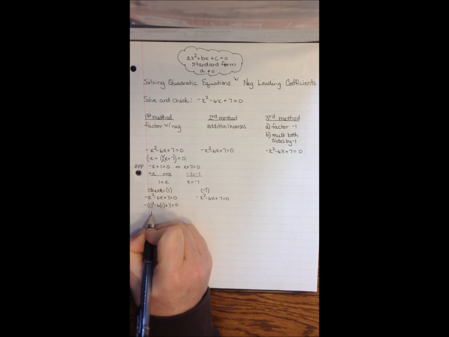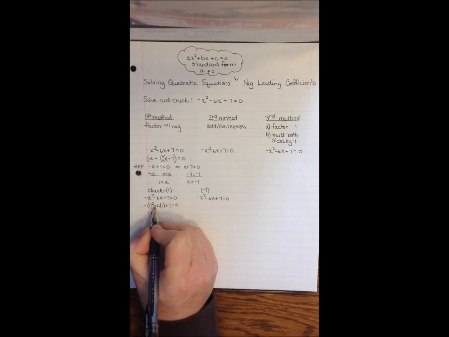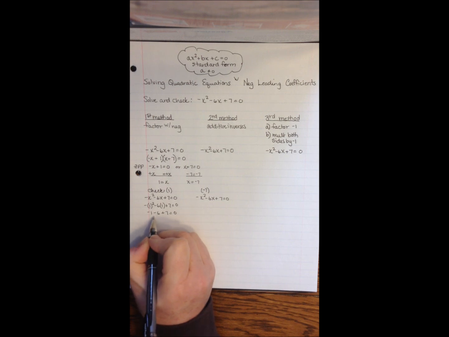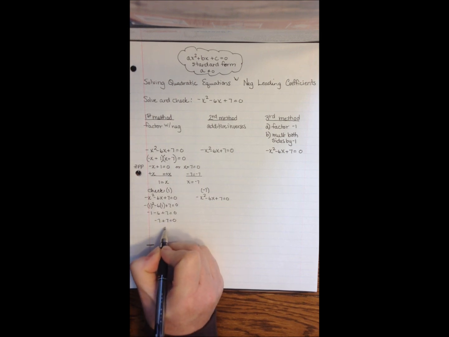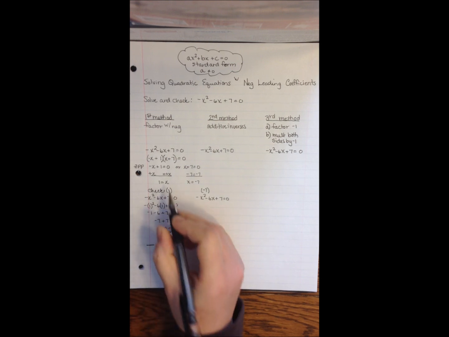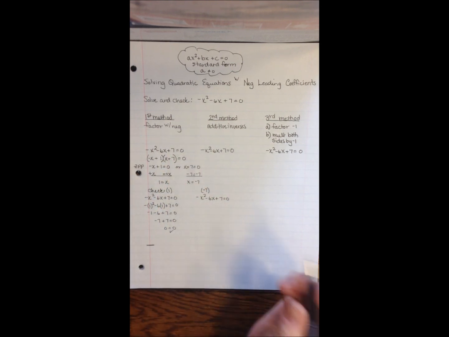1 squared is 1. We want the opposite of that, so it's minus 1. Negative 6 times 1 is negative 6. Negative 1 minus 6 is negative 7. And negative 7 plus 7 is 0. So 1 is a solution to that quadratic equation.